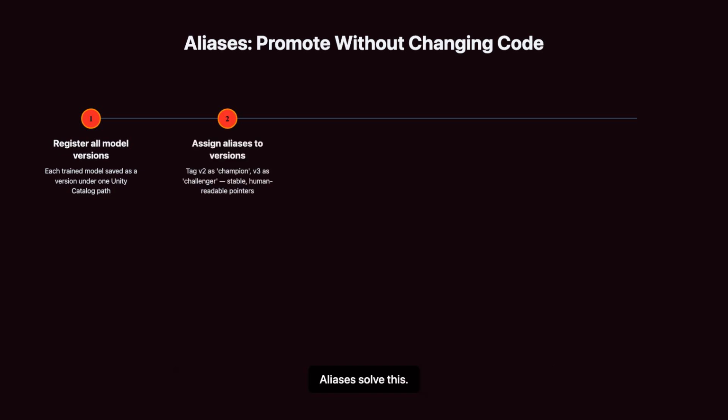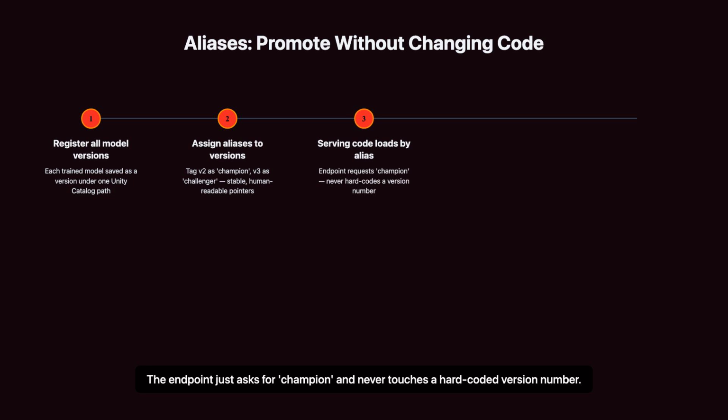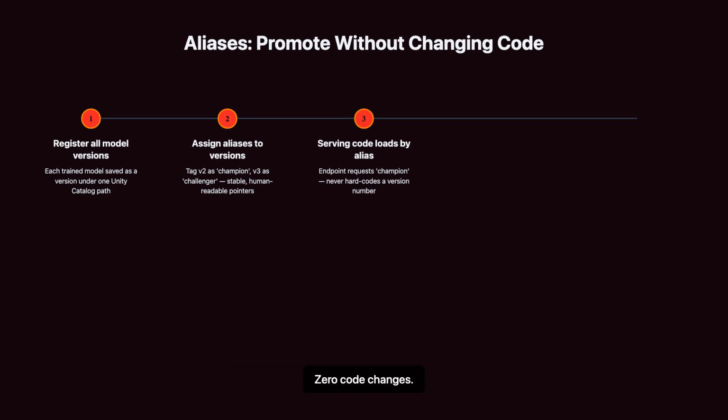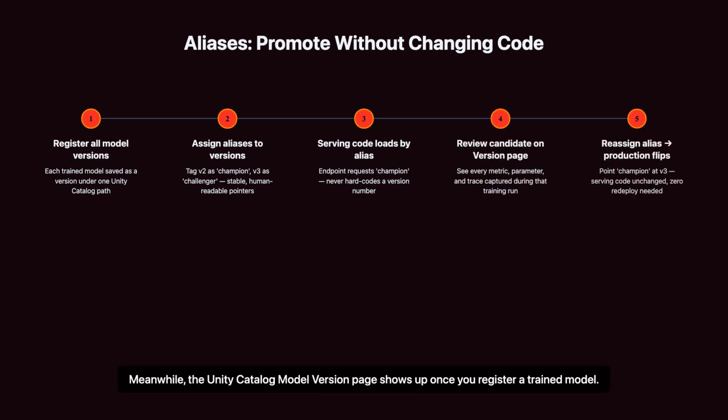Aliases solve this. You label version 2 as champion and version 3 as challenger. The endpoint just asks for champion and never touches a hard-coded version number. When you're ready to swap, you reassign the alias. 0 code changes.